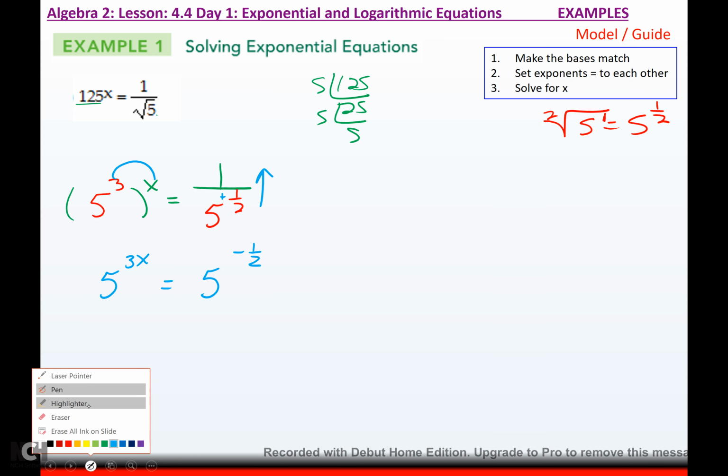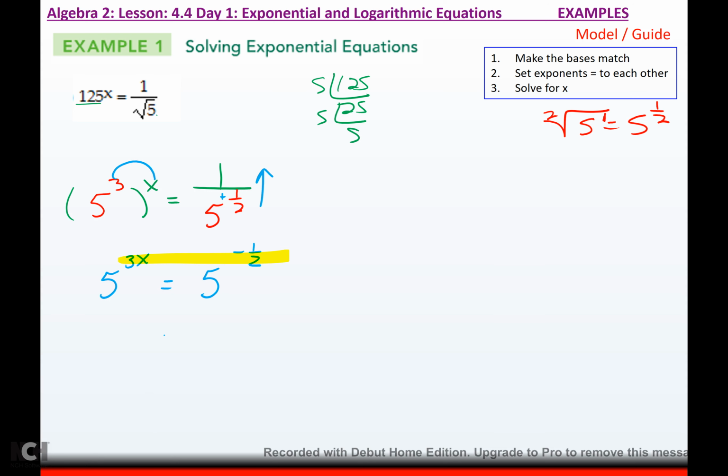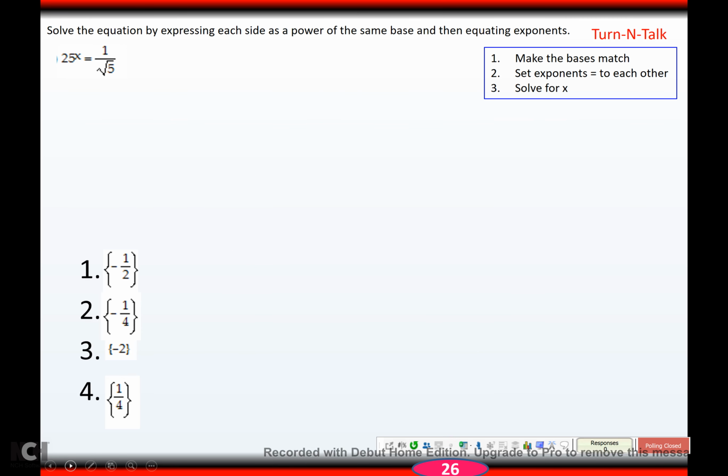My bases match, so my exponents have to be equivalent. So I can say 3x equals negative 1/2. Divide by 3, divide by 3. X equals, keep, change, flip, negative 1/6. Okay? You try this one, hit pause, come back when you're ready.